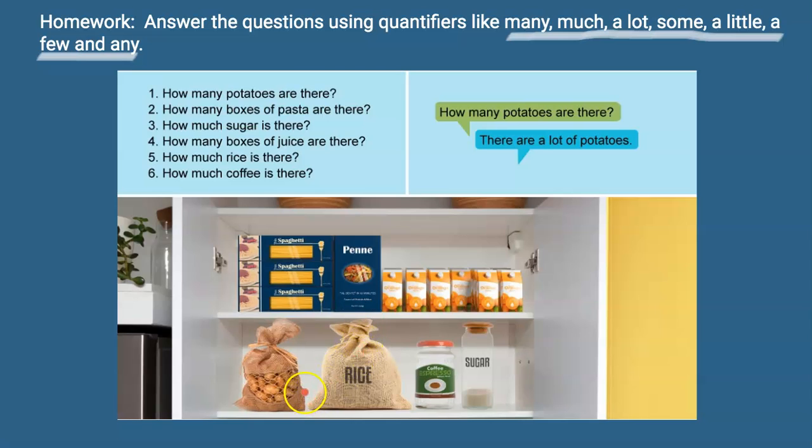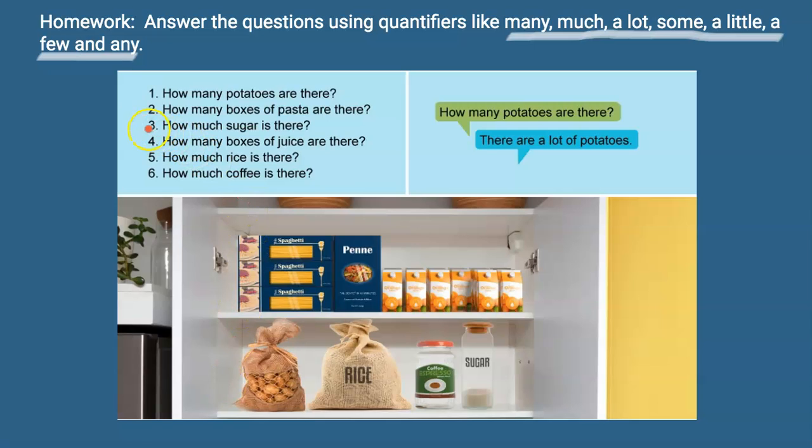So if we look at the picture, there is a bag of potatoes, but the way that we answer this is, there are a lot of potatoes. You can say also that there is 1 bag of potatoes inside the cabinet, or you can also say there are a lot of potatoes. Of course, you can count potatoes, but if it is almost a bag full of potatoes, then you don't want to count them piece by piece, or one by one. So it is better to say that there are a lot of potatoes.